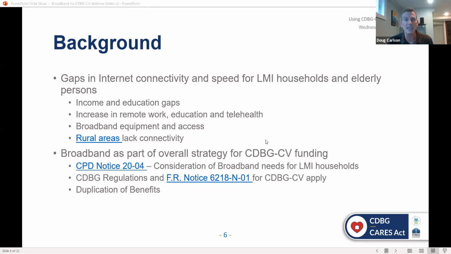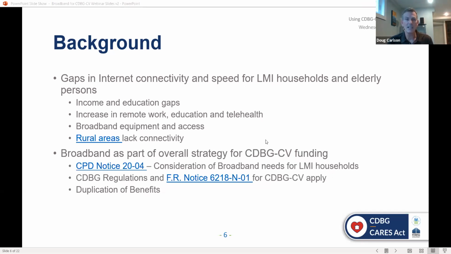You can talk about internet speeds and those kinds of things for low and moderate income households and elderly persons and others, that makes it really difficult for them to work in the technological environment that we're in right now. And one of the areas that really lacks connectivity are rural areas. Rural areas tend to not have the infrastructure for broadband, in any way, and they really are suffering in terms of access to remote learning, access to jobs to some degree, and of course, health services and other things. So we'll talk about that a little bit later in the presentation today.